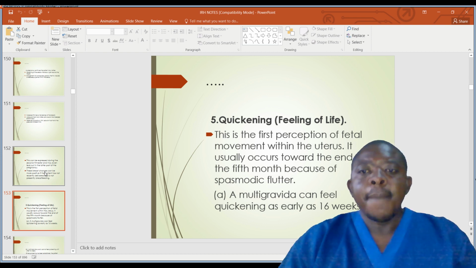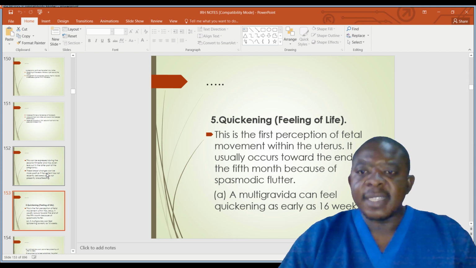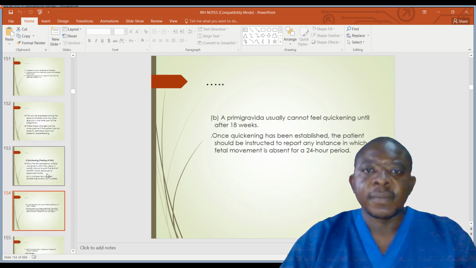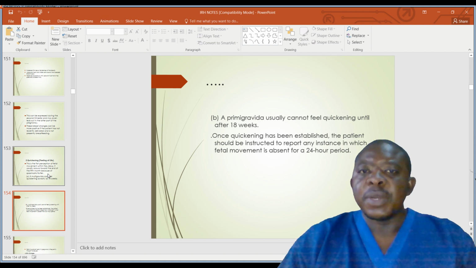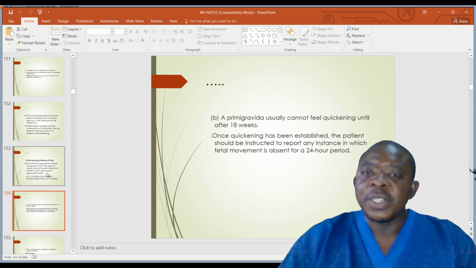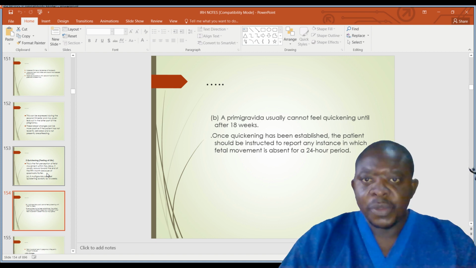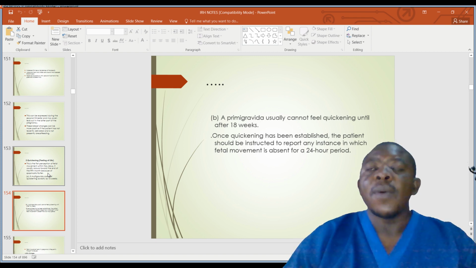A multigravida can feel quickening as early as 16 weeks. A primigravida usually cannot feel quickening until after 18 weeks. Once quickening has been established, the patient should be instructed to report any instance in which fetal movement is absent for a 24-hour period.